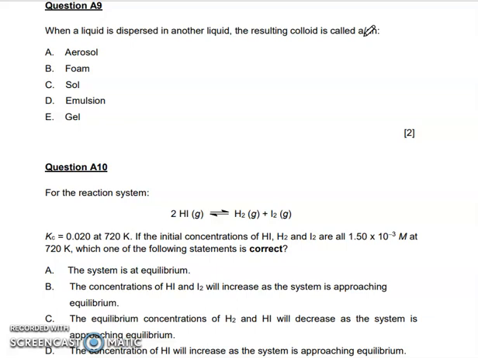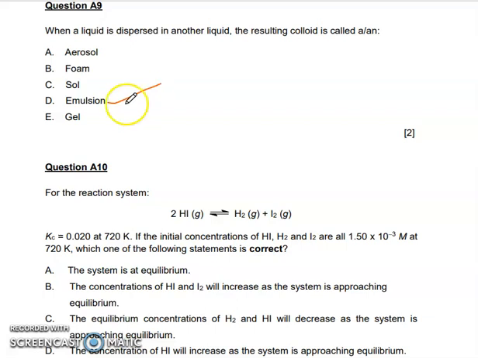So when a liquid is dispersed in a colloid. A colloid is something that is between a solution and a suspension. Salt and water is a solution, and a suspension is like mud in water. So colloids are in between. We've got different types of colloids. An emulsion is just a liquid dispersed in another liquid. So this is the correct answer. Think about milk, think about mayonnaise.